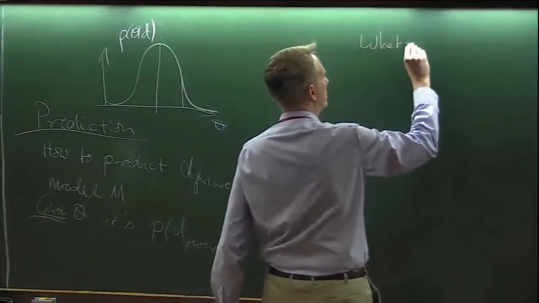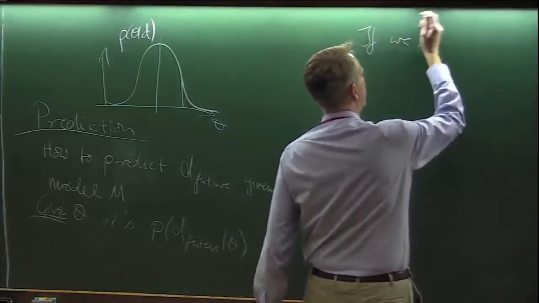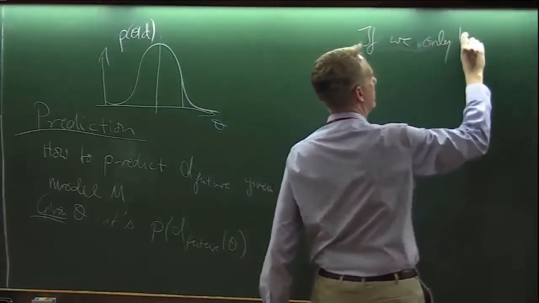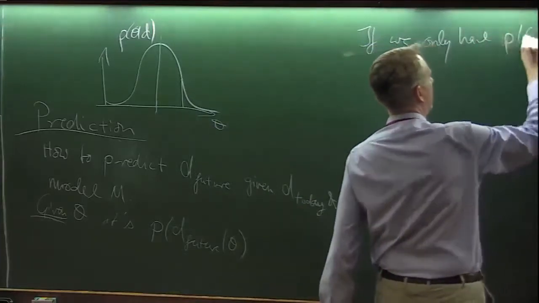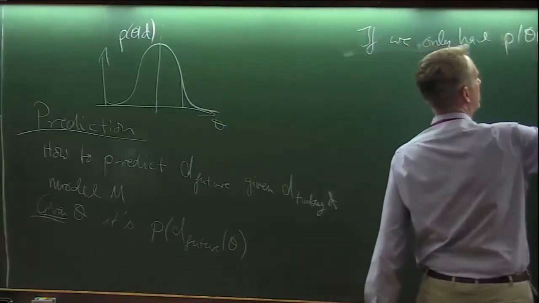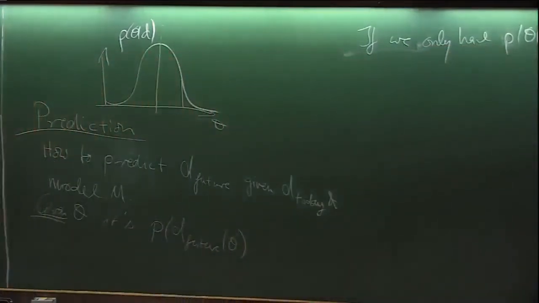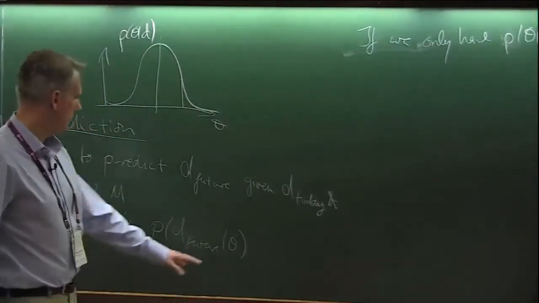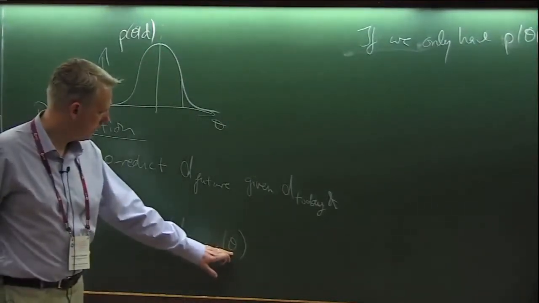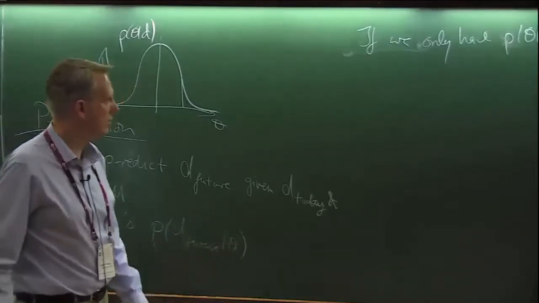So what if we only have d, so P of theta given d now, the data now? Well, if we knew exactly what the probabilities were, if we knew exactly, that would be that.